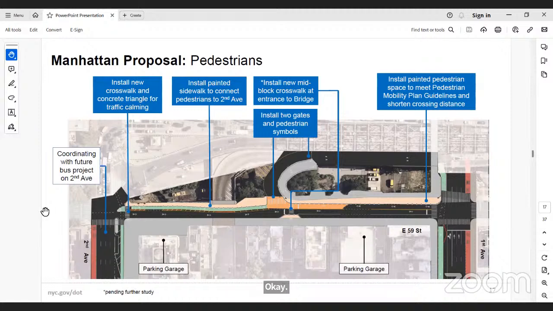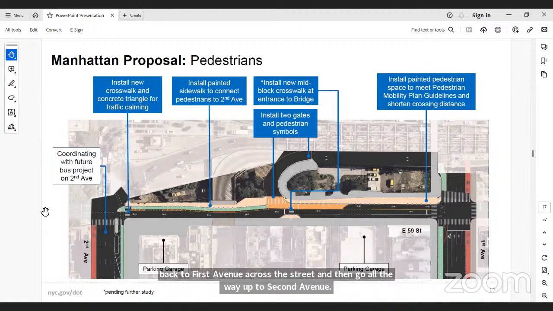I was going to call Colleen and ask her, because I go to Honey Locust Park and I find myself crossing in the middle of the street, if DOT was looking into doing anything about pedestrian crossing there, because I don't want to walk all the way back to First Avenue, cross the street, and then go all the way up to Second Avenue. So I hope you will figure out something there.